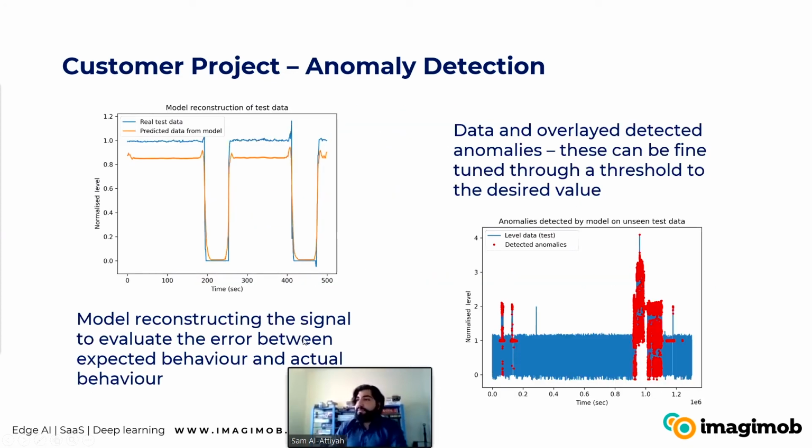And here are some plots of the model. This first one shows the model trying to reconstruct the signal. So how it works with an autoencoder is that the model learns to reconstruct the signal. And if you have a deviation from normal behavior, then the error in this reconstruction will become very large and you can detect it as an anomaly.